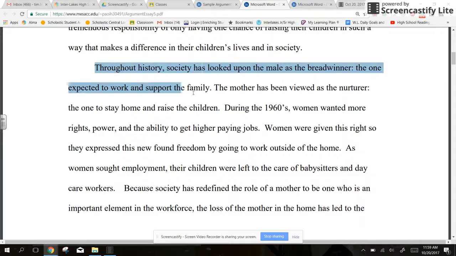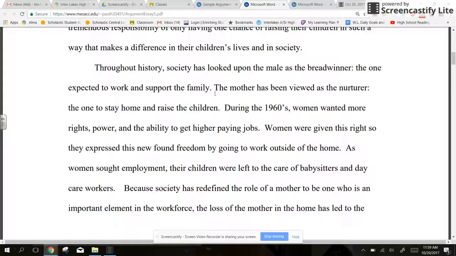Here's the introduction, or introductory sentence. Throughout history, society has looked upon the male as the breadwinner and one expected to work and support a family. The mother has been viewed as the nurturer, the one to stay home and raise the children. During the 1960s, women wanted more rights, power, and the ability to get higher paying jobs. Women were given this right, so they expressed this newfound freedom by going to work outside the home. As women sought employment, their children were left to the care of babysitters and daycare workers.